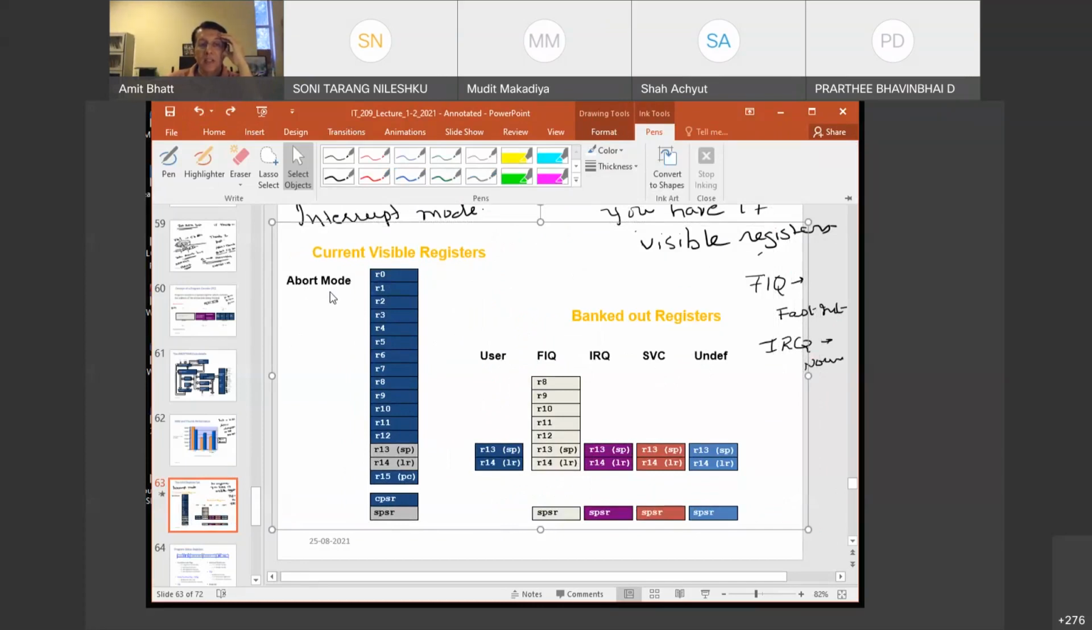Abort mode means either it is a data abort or an instruction abort. And what it means is your load or store instruction, which is written in your program, is pointing to a memory location which does not exist. And this is a very practical thing. It happens a lot of times when you change from one company's microcontroller to another company's microcontroller.